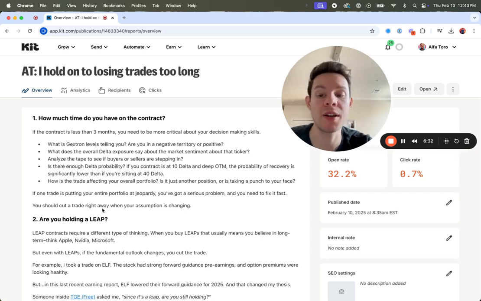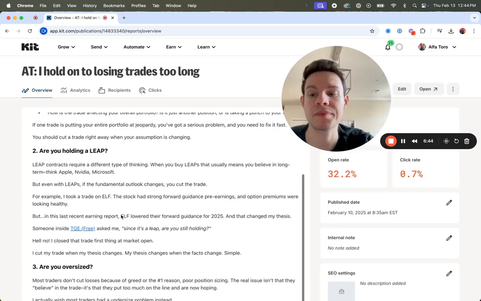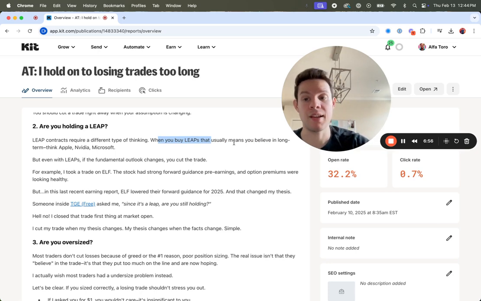You should cut a trade right away when your assumption is changing, right? So everything's pretty much based on assumption and on the data that's being provided or that you're receiving, right? The input. I said two, are you holding a leap? This is different now. Okay. LEAP contracts are a little bit different than the thinking, right? When we buy a leap, that usually means that we're believing in long-term thinking, like think Apple, Nvidia, Microsoft, Google, whatever, right? But even with LEAPs, if the fundamental outlook changes, you cut the trade.